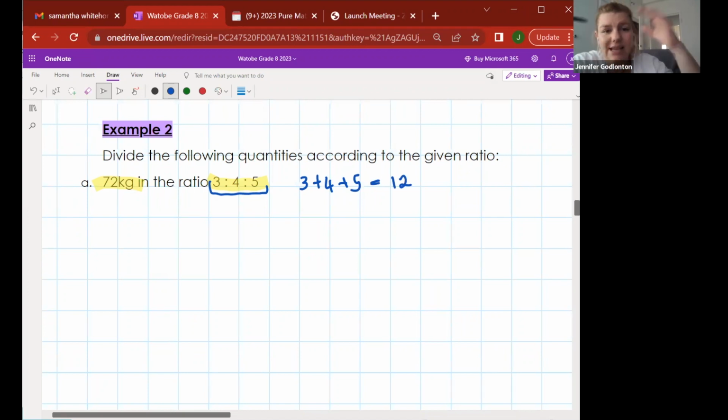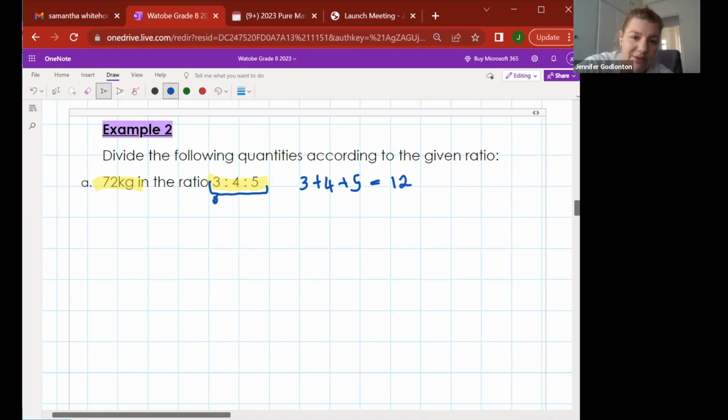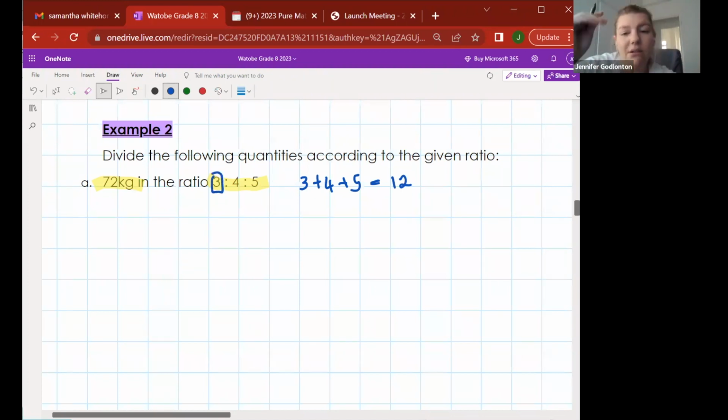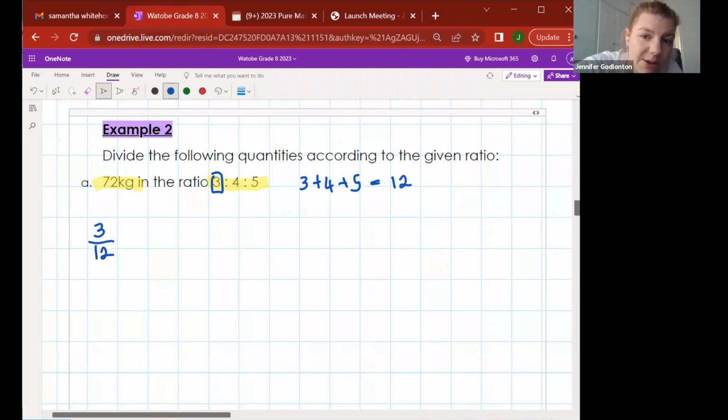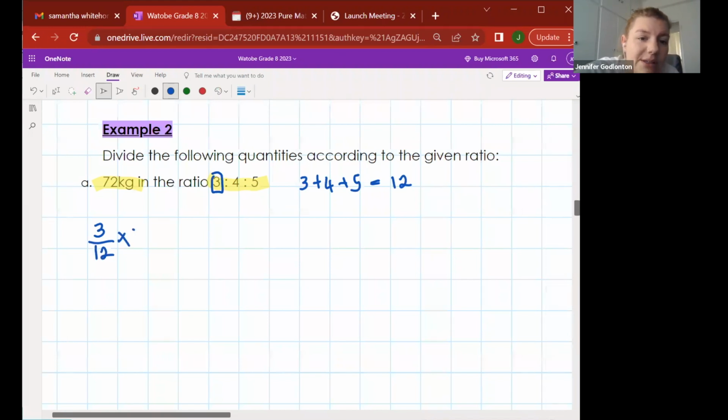Basically that's saying, imagine we had a pizza. We're cutting our pizza into 12 slices. This person's going to have 3 slices. This person's going to have 4 slices. And this person's going to have 5. So we're just trying to figure out what our total is. And then we're going to use the part of what that person's going to get, and we're going to times it by the quantity. So our first person has 3 over 12, because that's my total, times 72.